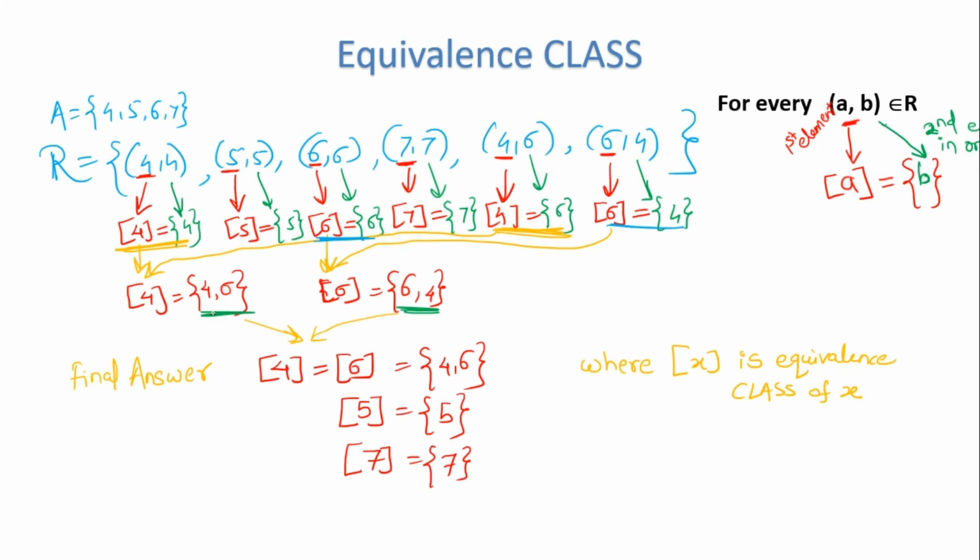Further, I will check whether this portion appears for any other equivalence class exactly the same. 4 comma 6 and 6 comma 4 both are the same. So the equivalence class of 4, 6 has elements 4 comma 6. For 5, the equivalence class is 5. For 7, the equivalence class is 7.